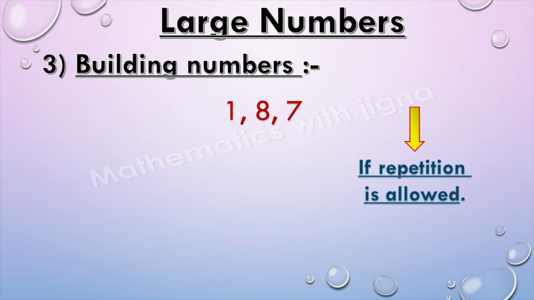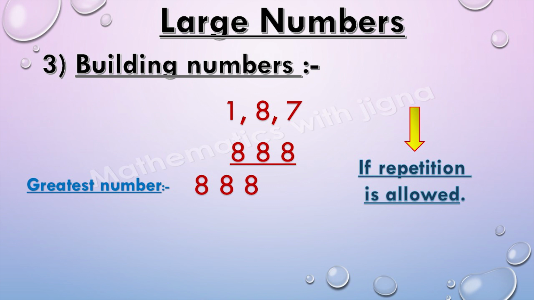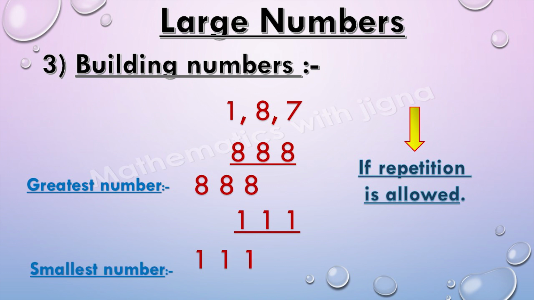So if repetition of digits is allowed, then the greatest 3-digit number is 3 times 8, that is 888, because 8 is the greatest digit among them and repetition is allowed. Similarly, here 1 is the smallest digit among them. So the smallest 3-digit number is 3 times 1, meaning 111.